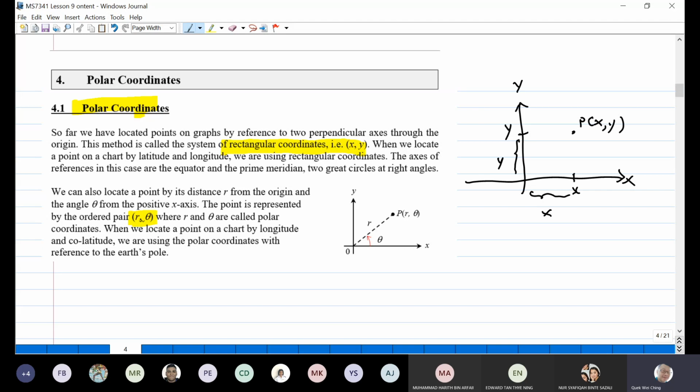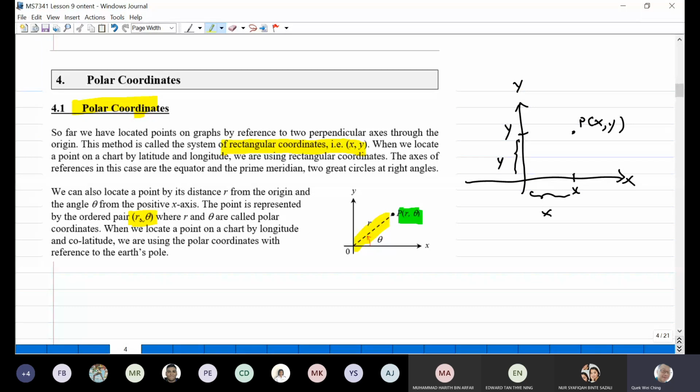Besides rectangular coordinates, there is another way to tell the location of a point, which is to use polar coordinates here. Polar coordinates, the notation is (r, theta). Let me show you r theta. What does r mean? r is the distance from the origin. So you can find r here. This distance is called r here. So it tells people how far away from the origin.